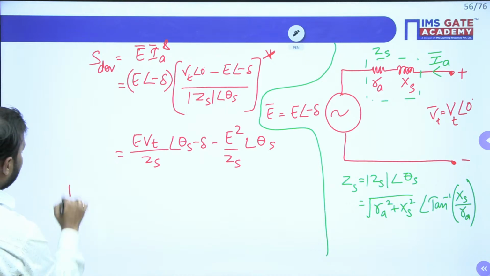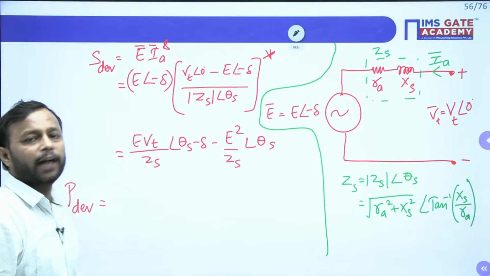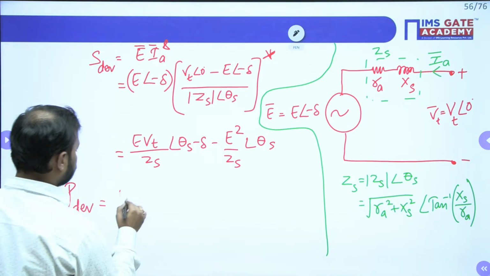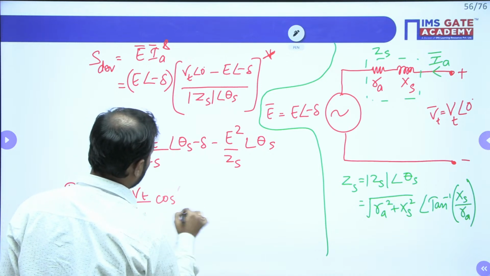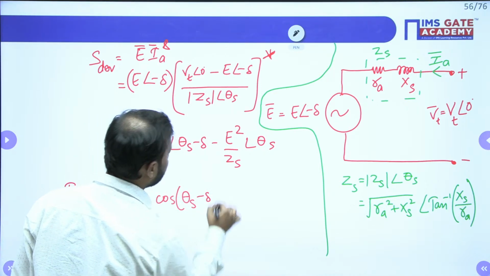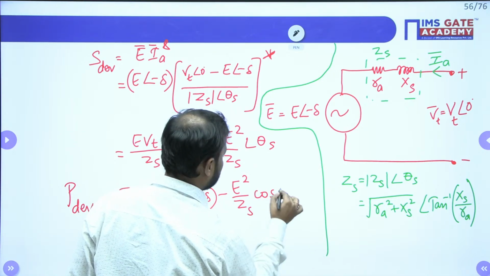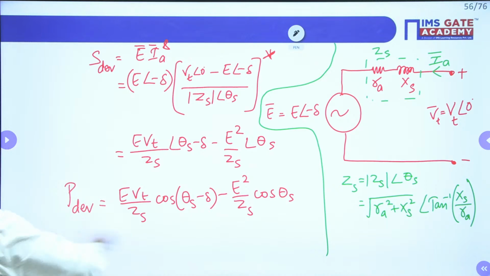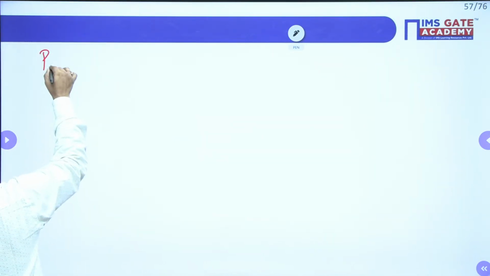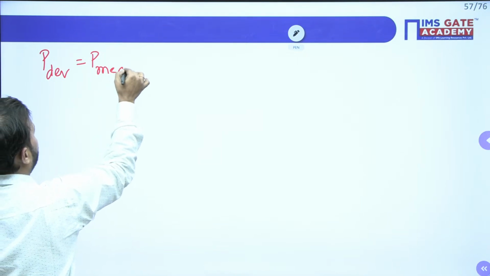Now for P develop, take the cos term because your active power is what? Cos term. So E Vt by Zs cos of (theta s minus del) minus E square by Zs cos theta s. Done. Now this P develop is what? P mechanical. All right.